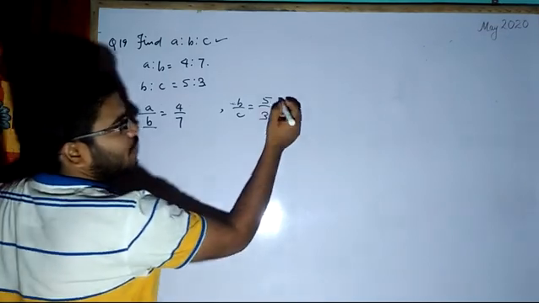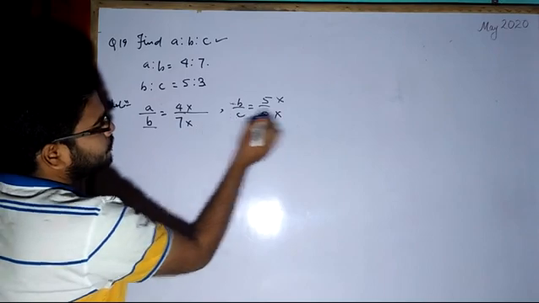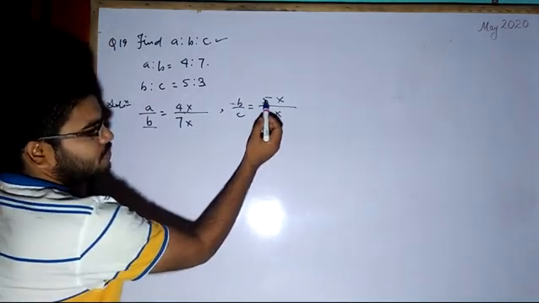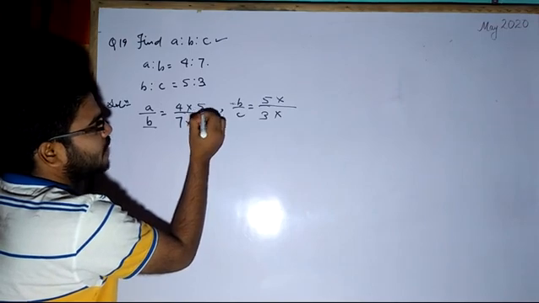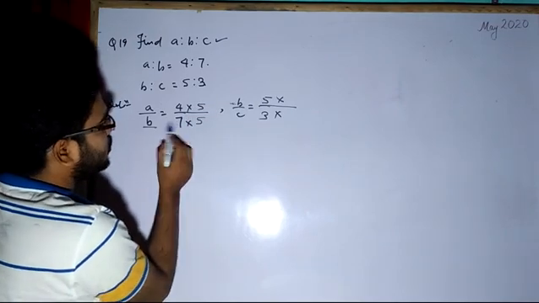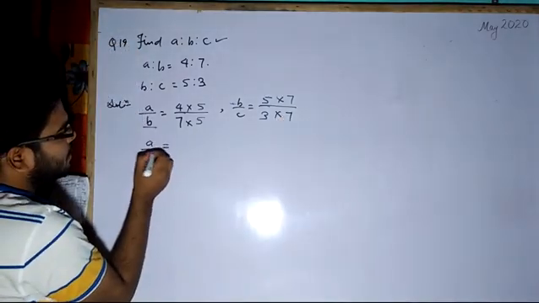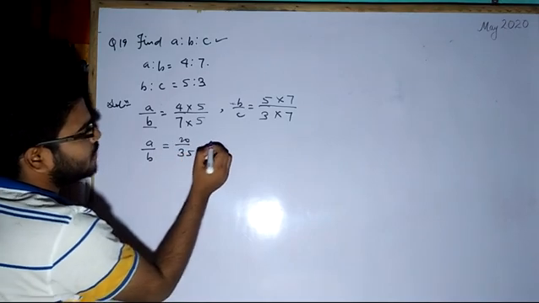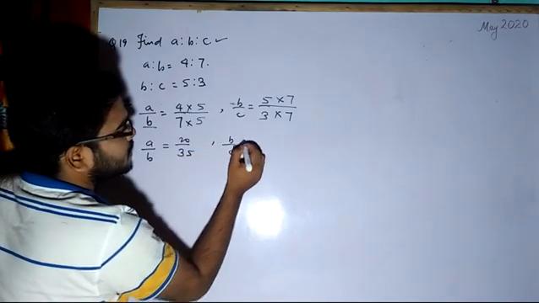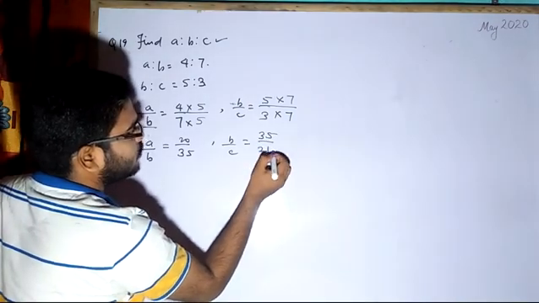Now for that what do we have to do? We have to multiply. Here we have B equal to 5, so multiply by 5 here and 5. Here we have B equal to 7, so you multiply 7, 7. Now you get A by B is equal to 5 4s are 20, this is 35, and then B by C is equal to 7 5s are 35, 7 3s are 21.